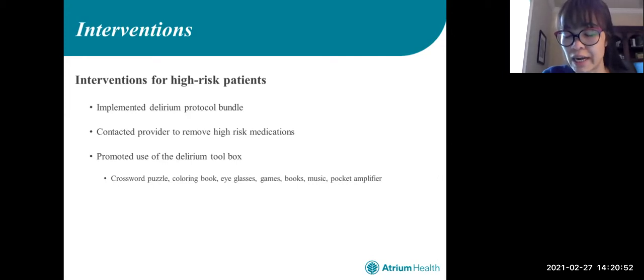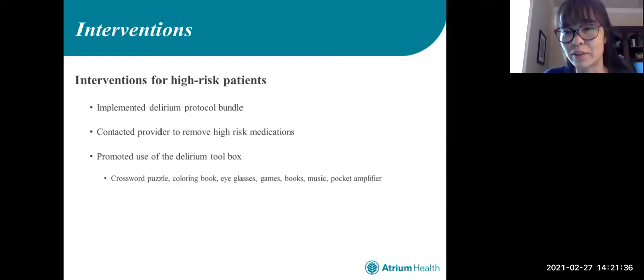Last year I was awarded a small fund that I used to buy what I call a delirium toolbox. It includes crossword puzzles, coloring books, eyeglasses, game books, pocket amplifiers, and harp music. These are things I use with our patients to keep their minds occupied and sharp. I also have games for dementia patients, which were suggested by our geriatricians. So far, I've gotten pretty good feedback about this delirium toolbox.